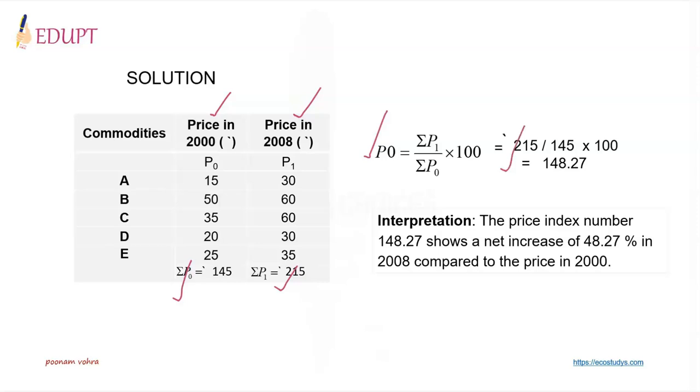Substituting the values and after calculation, one finds that the answer is 148.27. It implies that there is a net increase of 48.27% in the price index number in 2008 in comparison to 2000.